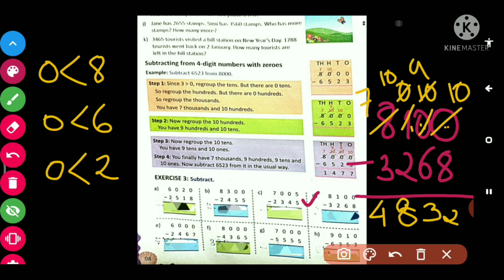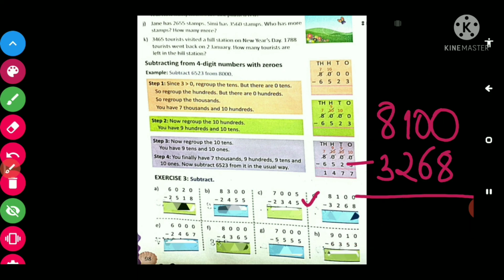4832. Okay. So whenever we subtract any 4-digit number with 0, okay, we have to regroup the number. Okay. So like this only we have to do the questions that are given in exercise 3.